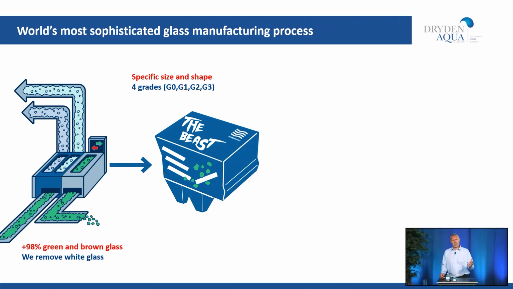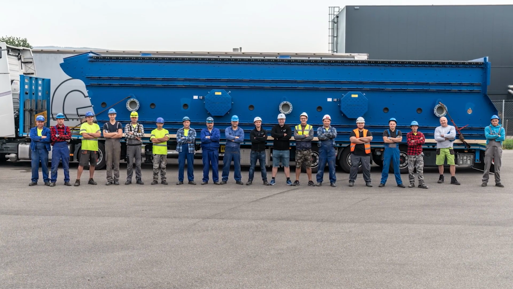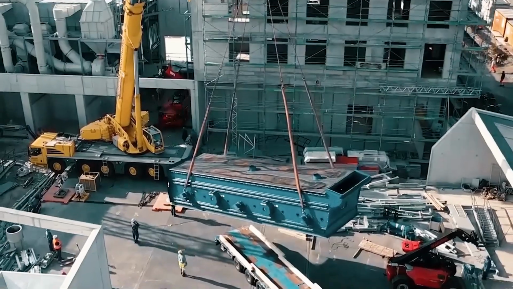Talking of shape, once we've got the green and brown glass, this moves into what we affectionately call the beast. The beast is actually sizing and shaping the various grades that we want to produce. Typically 4 grades, grade 0, grade 1, grade 2, and grade 3. It's only grade 1, grade 2, and grade 3 that we're using in swimming pool applications. Grade 0 is used typically in water treatment processes.